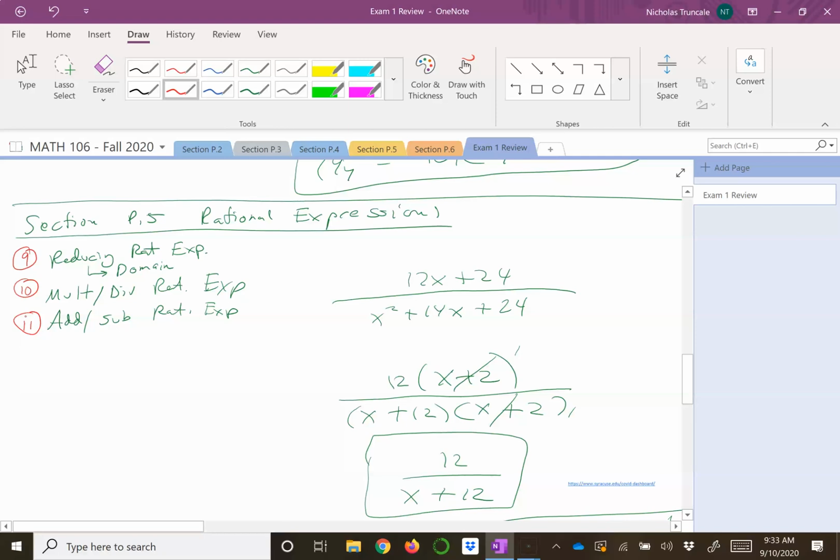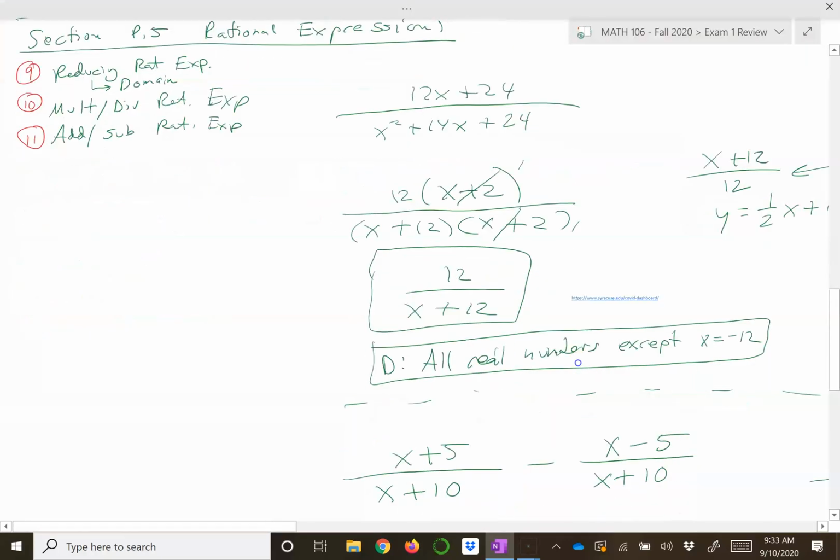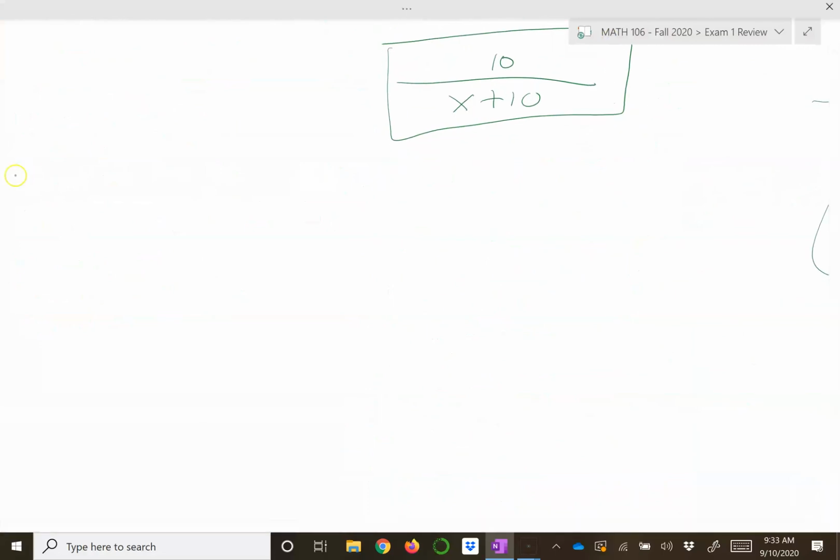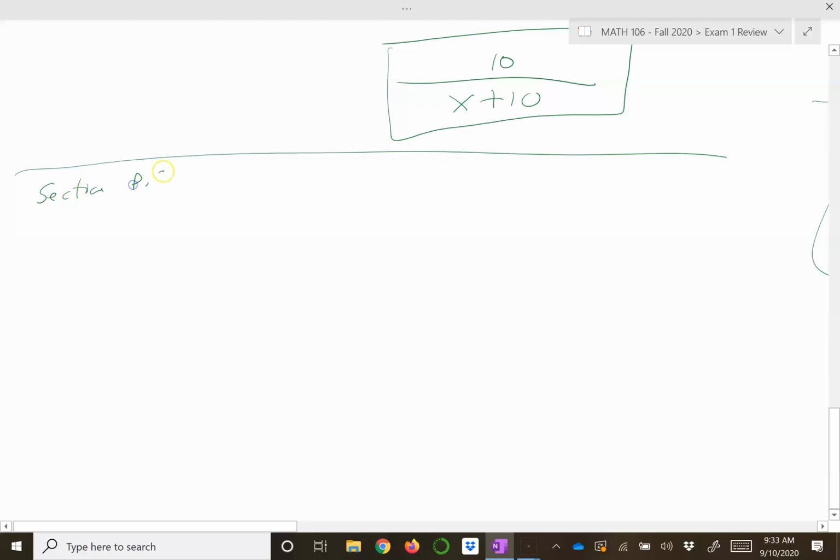Now the only thing that's left was P6, so this should be the most fresh in your mind. It shouldn't take too long to go over this. So section P6, this is rational exponents and radicals.